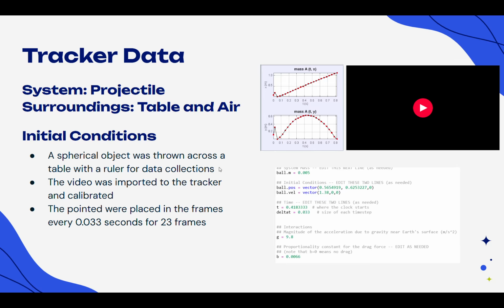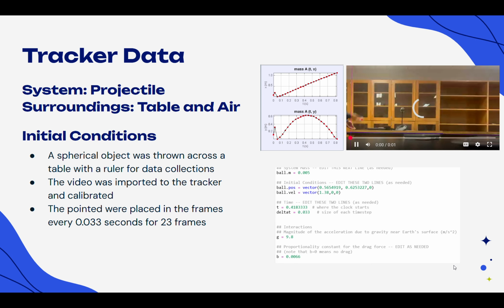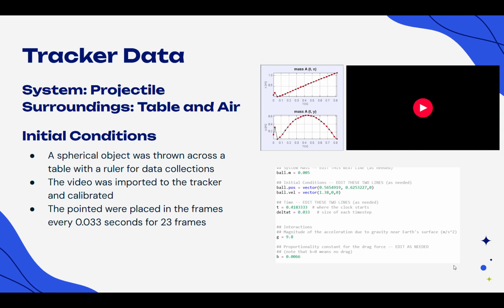So this is a video of the tracker data and the points collected. There are 23 frames, 0.033 seconds in between, in which a spherical object was thrown across the table with a ruler behind for data collection. The system was a projectile while the surroundings were a table and the air as well.